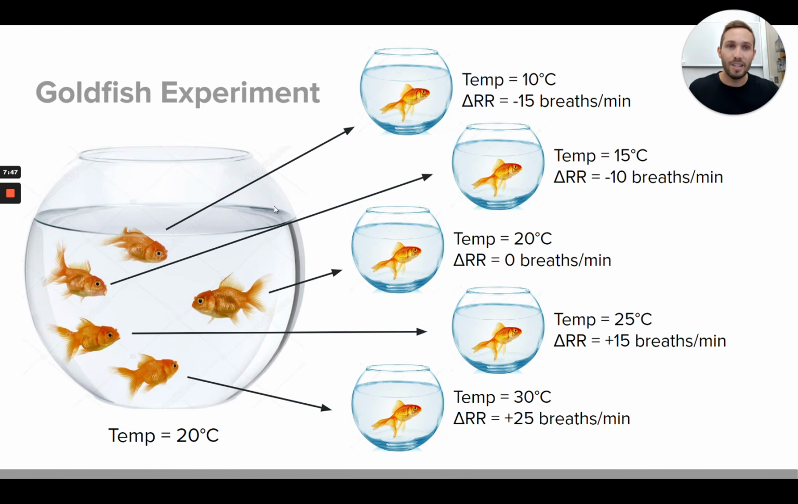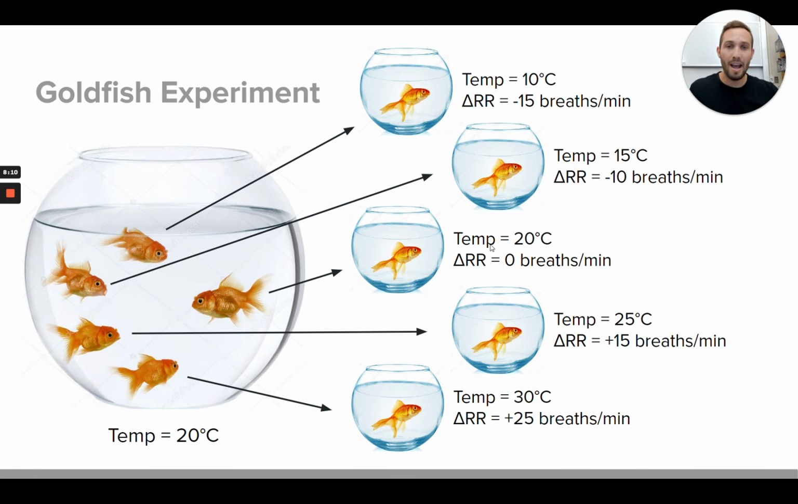And so here's my results here, my fake results. One of those fish was put in 10 degree water, and its respiration rate actually went down 15 breaths per minute. So it actually started to breathe slower by 15 breaths per minute. Like that was the change in respiration rate. The one that was placed in 15 degree water, its respiration rate also went down. It went down 10 breaths per minute.